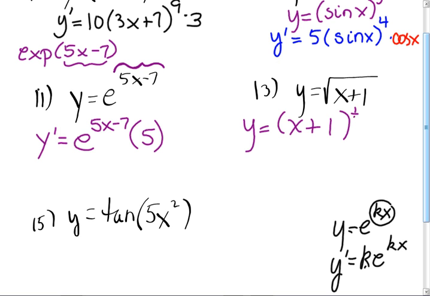That's the 1/2 power, right? So first you do the power rule. What's the derivative of something to the 1/2? Jack? 1/2. X plus 1 to the what? Negative 1/2 times, and then I have to do the derivative of this, which is what? Come on.